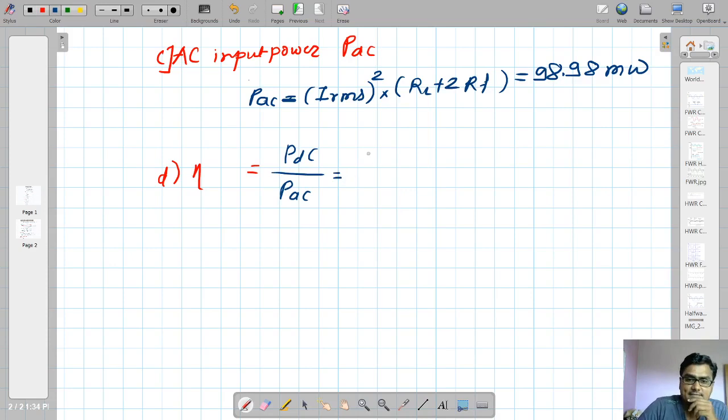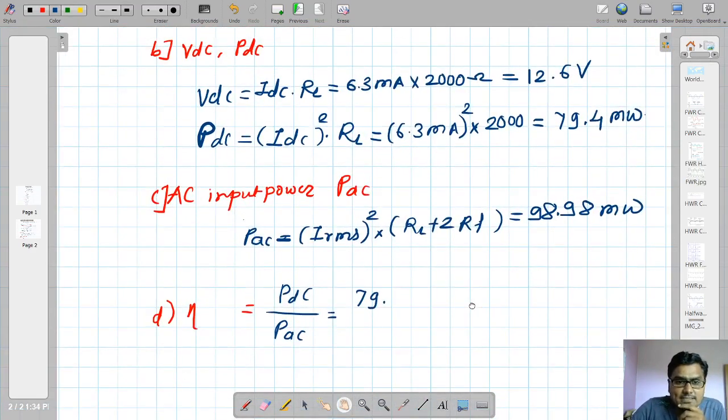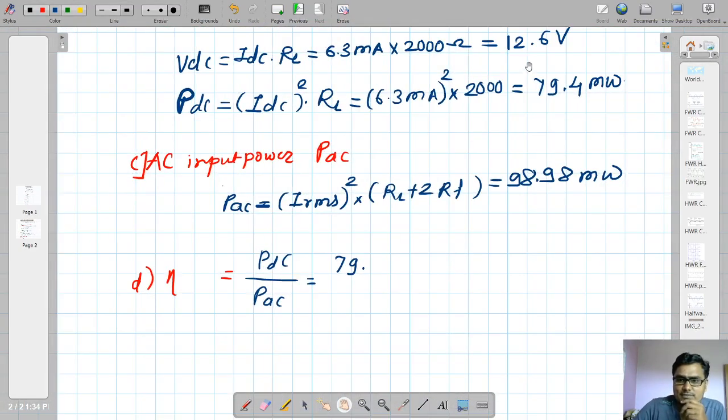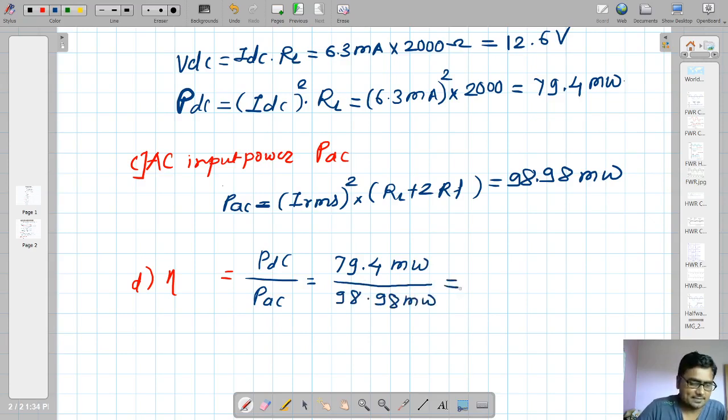What PDC have we calculated? We calculated 79 point, we forgot, 79.4. Look here, 79.4 is the value for PDC. It is in milliwatt. Obviously, milli and milli will get cancelled. And PAC is 98.98 milliwatt. Then I get the answer.